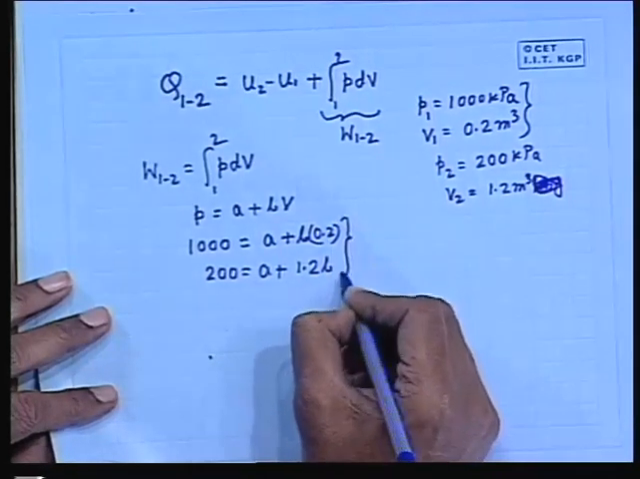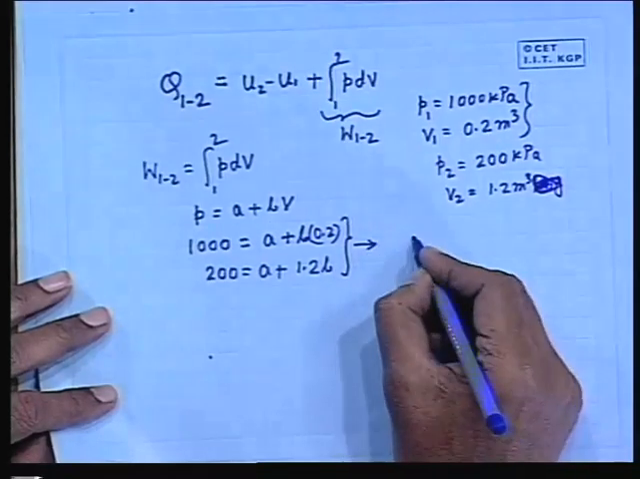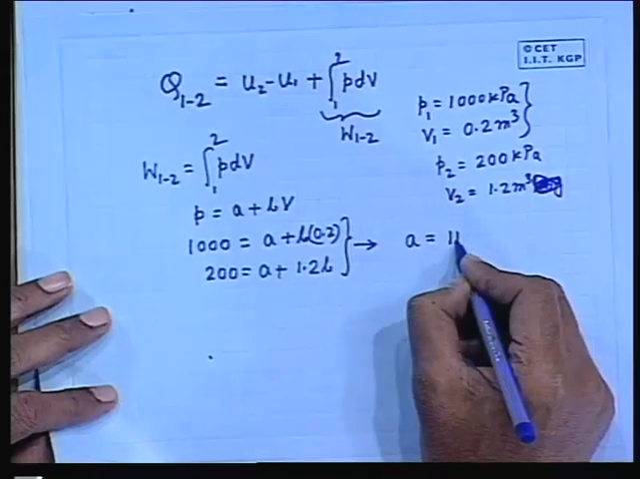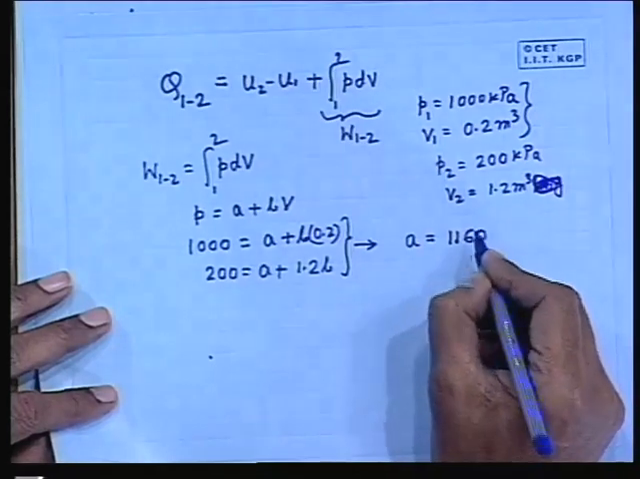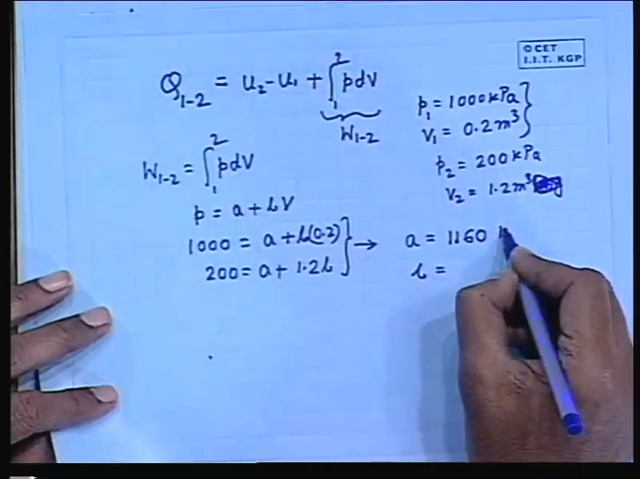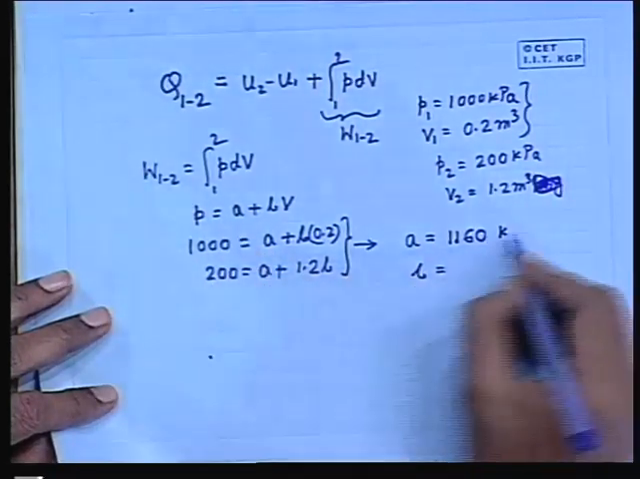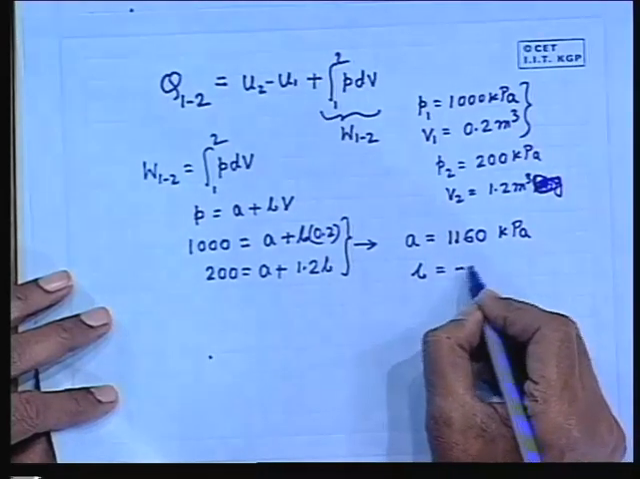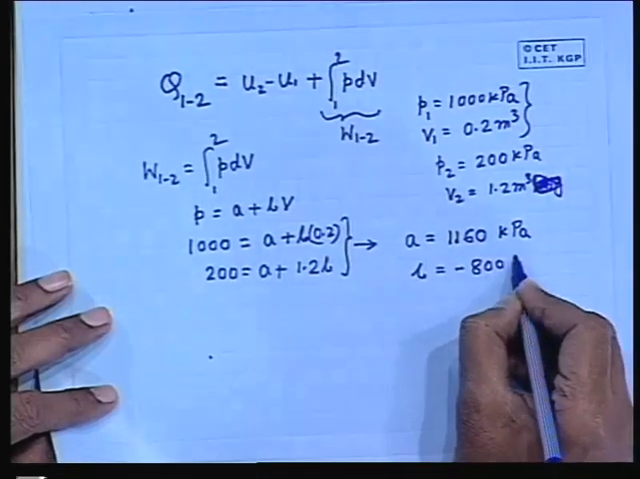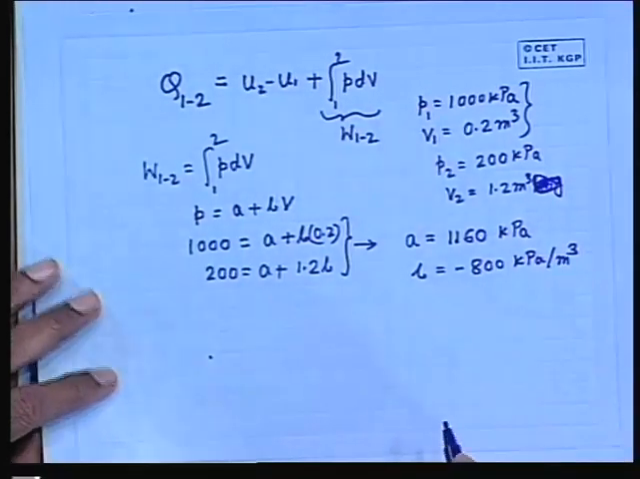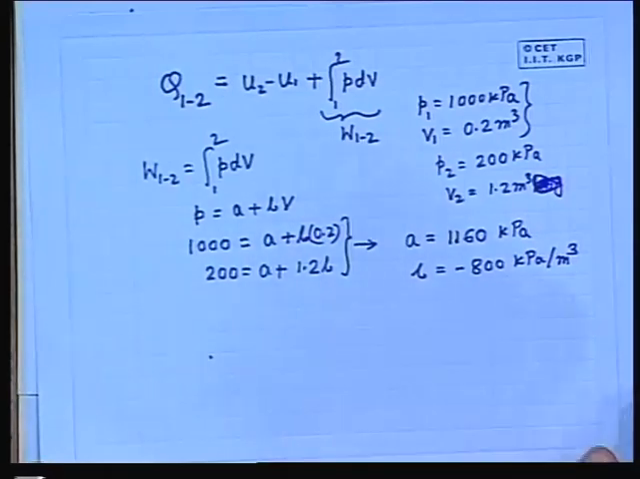If you solve these two equations, you will get A is equal to, you have done this problem? Just now you are doing, very good. 1160, what will be the unit? Very good. A has to be kilopascals because it is pressure. And what is the unit of B? What is the value of B? Very good, kilopascals per meter cube. Very simple problem. That's why you are so prompt. So therefore I get A and B.